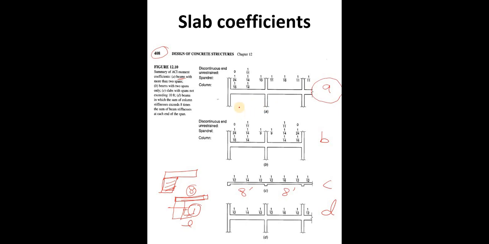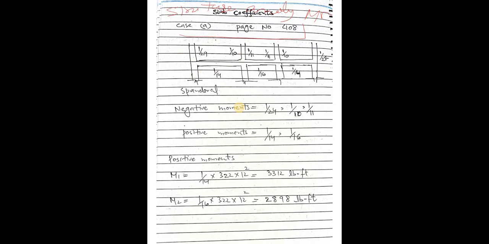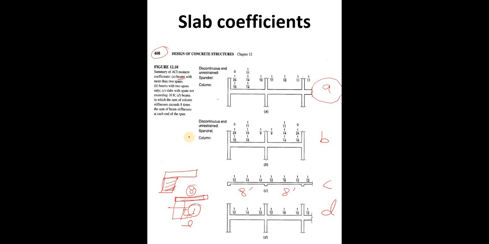Okay, because we have three spans. See that we have three spans, 1, 2, 3. It means that now we have another three options, 1, 2, 3. The first one is discontinuous and restrained. Discontinuous and restrained mean that if your slab is directly placed on your wall, there is no monolithic connection between your wall and slab. So the moment is zero here. So we apply this condition.